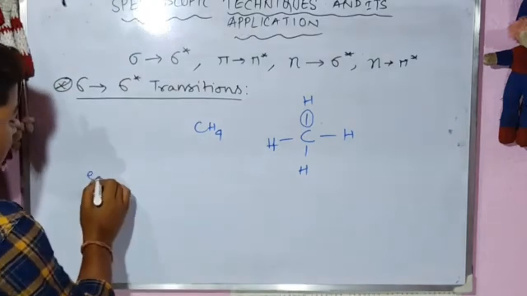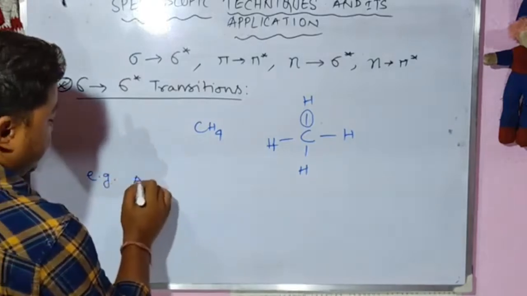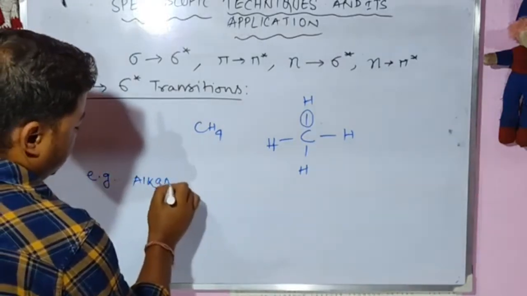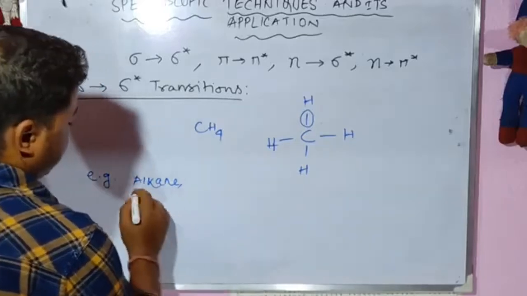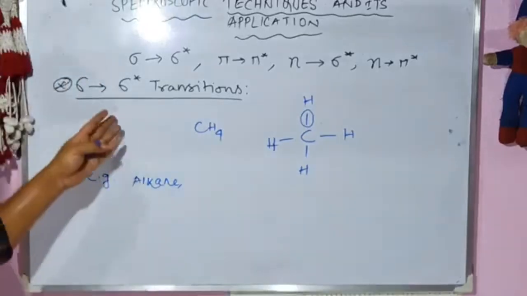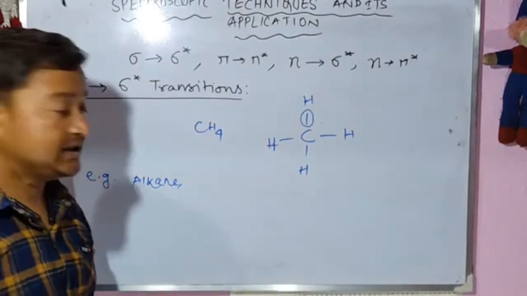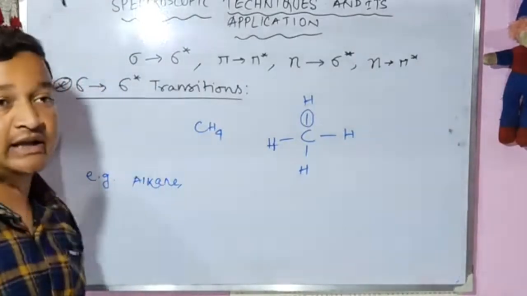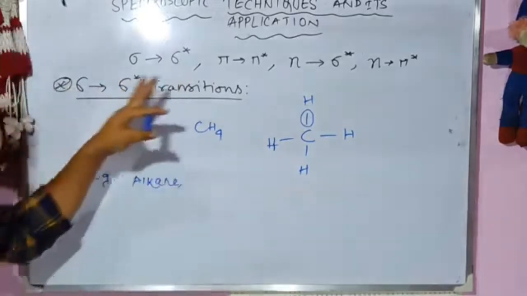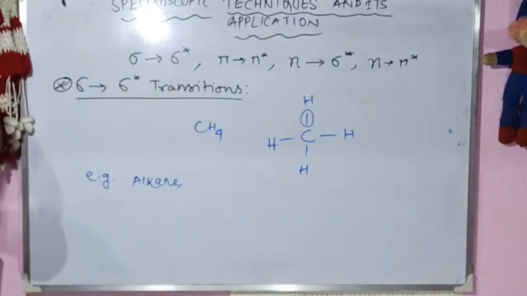So for example, alkane. In alkane there are only sigma bonds present, that is, saturated hydrocarbons. Saturated hydrocarbons undergo the sigma to sigma star transition. Next is the pi to pi star transition.